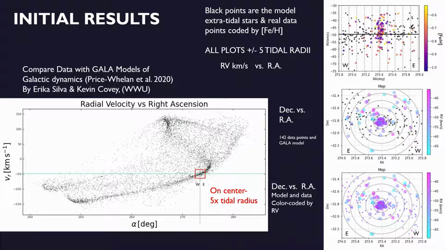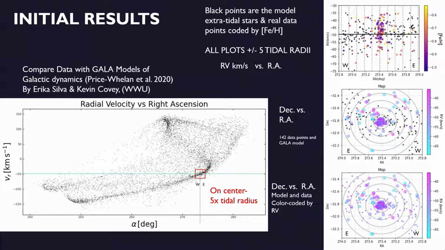So initial results, Kevin Covey and Erica Silva from Western Washington University modeled the motion of NGC 6569 to see where escaping stars from this cluster would spread out over the cluster's lifetime of 10 billion years. And Dr. Hughes plotted model escapee stars and learned that the escapees fall where the tidal tails should be, which is really exciting.